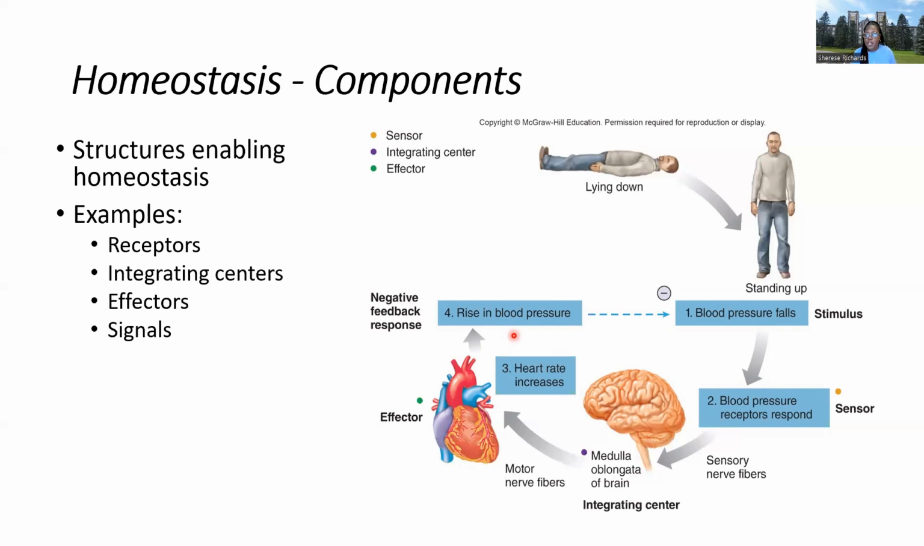All right. So blood pressure drops. We detect that change on sensors via receptors. We send those instructions to integrating centers in the brain. The integrating centers send the corrective instructions on motor fibers to the heart, and then the heart will increase blood pressure, which will turn off the original stimulus or signal.